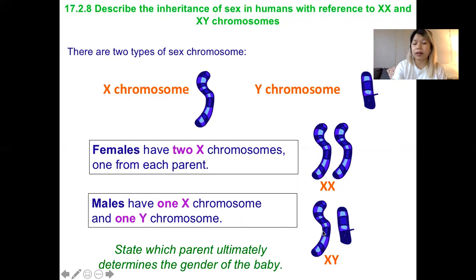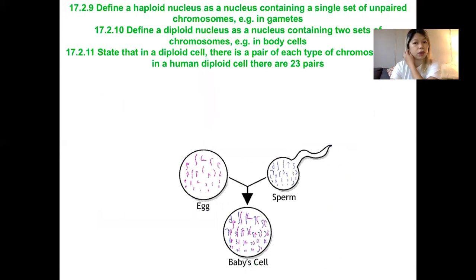Your mother gives it from her egg. Your father, though, in the sperm can either give you an X or a Y. So if it happens to be a sperm that is carrying the Y chromosome, you end up having a male, a boy. If the father ends up giving you a sperm with an X chromosome, you end up with a female.